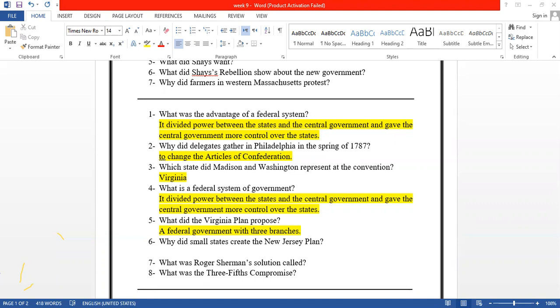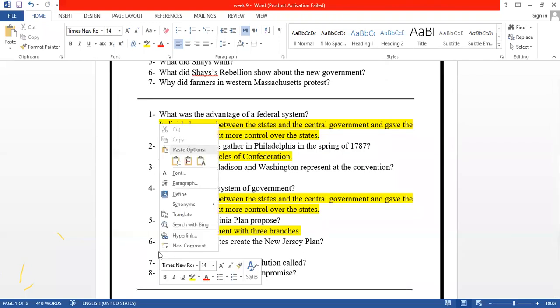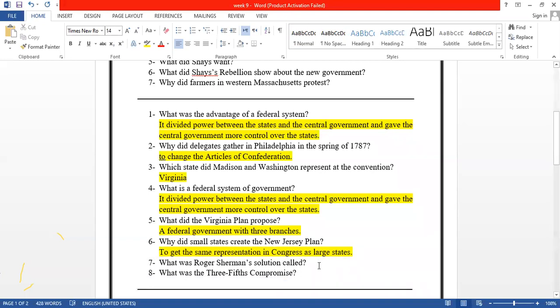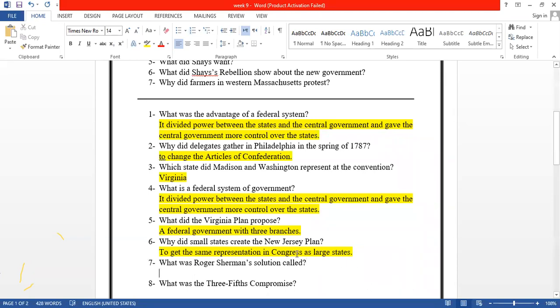And why did they make the New Jersey plan? To have the same representatives in the Congress as large states. The small states, with small population, didn't have power, so it was to make small states and big states equal. Because the big states would count each 5 as 3, now they were equal to the small states. So why did they create the New Jersey plan? To make the small states and large states have the same number of representatives. This is the New Jersey plan.